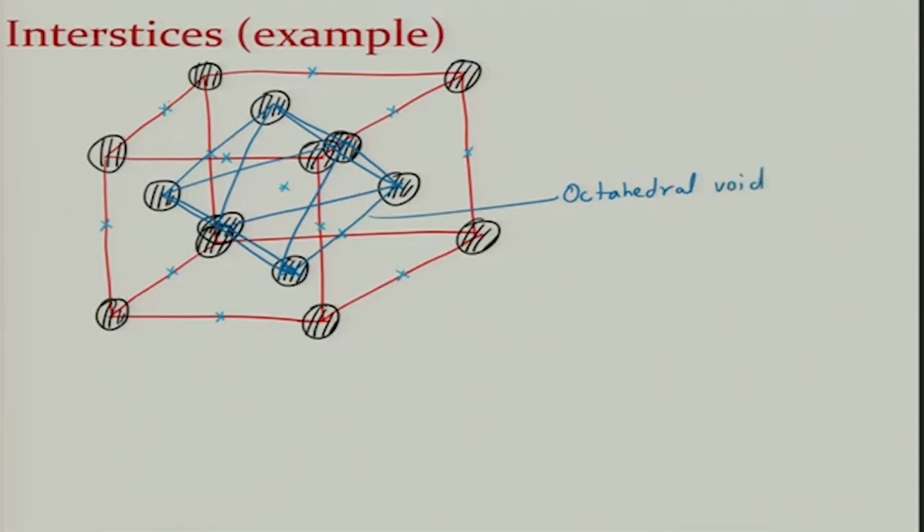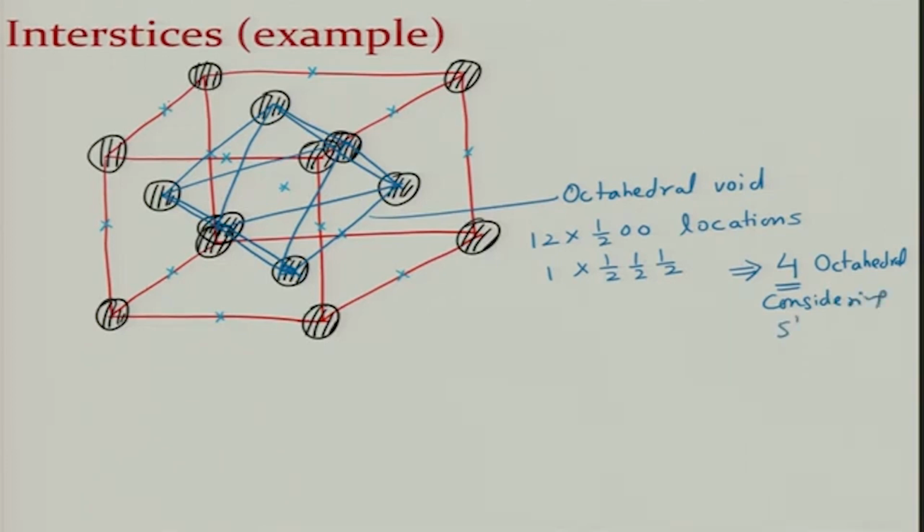void. So octahedral voids in FCC structure are located at half 0 0 locations, which means edge centers, and one at half half half. So there are 12 edges, so 12 into half 0 0 kind of locations, and 1 at the body center, but each edge is shared by 4 unit cells. As a result there are 4 octahedral voids in total, considering sharing. Okay.